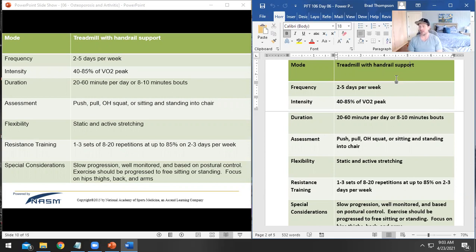Intensity, anywhere from 40 to 85% of your VO2. So we're paying more attention to the breath than we are to the heart rate. We want to make sure that our client is able to breathe properly. They might have a strong heart, maybe from years of other types of activity, but they might just not have enough oxygen delivery because of those blood cells. So they'll still experience shortness of breath.